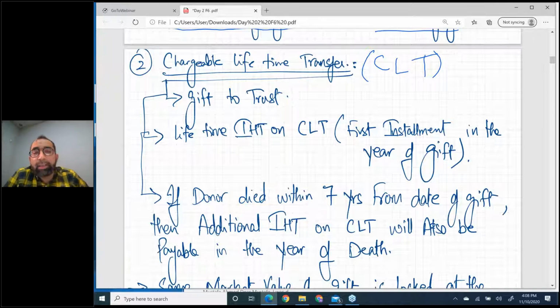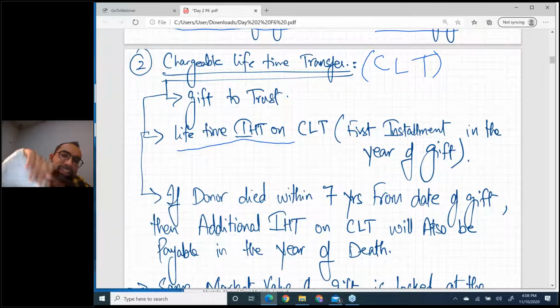Now, the name itself says chargeable. That means whenever you do a CLT, you have to pay the first installment in the year of gift. Now you are alive, the donor is alive, and the first installment of CLT is to be paid in the year of gift, and that first installment is called lifetime IHT on CLT. Don't worry, I'll teach you how to calculate it.